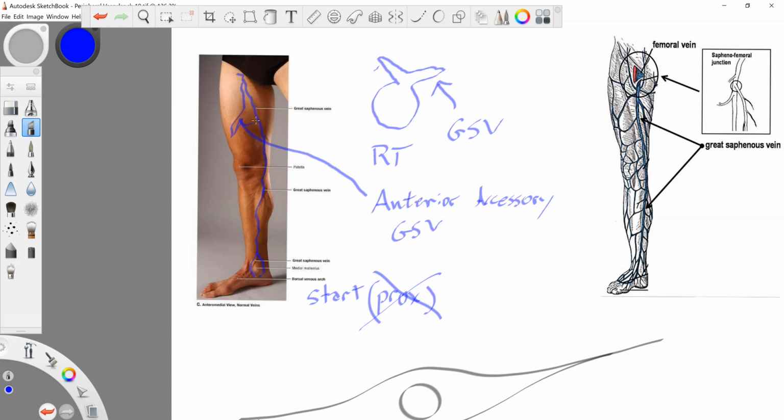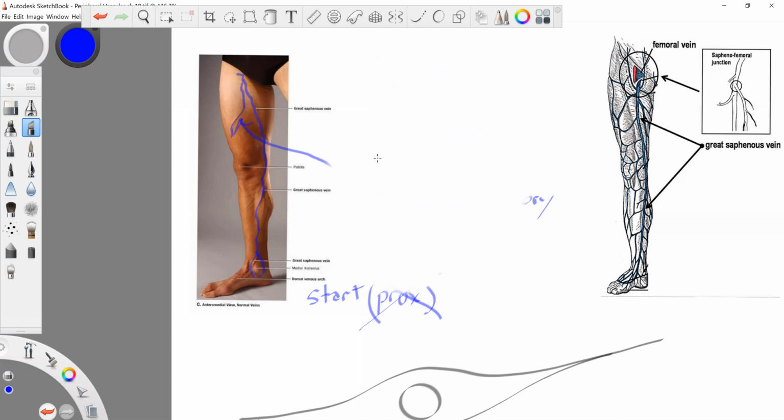Now let's erase some, oh shoot, I can't erase. Darn it. Okay, well there's a vein there, and then there's actually a vein that comes around here and probably comes back up eventually, and that would be the posterior accessory saphenous vein there.